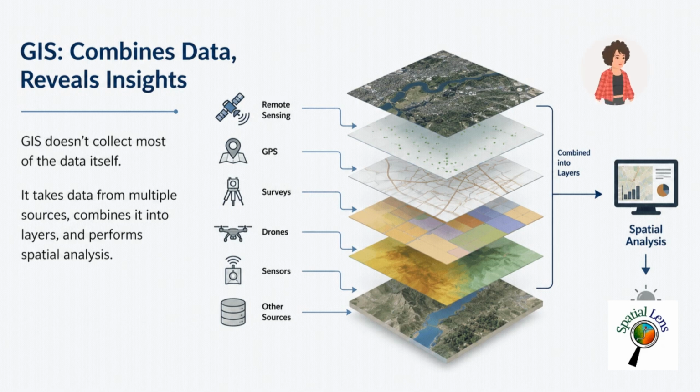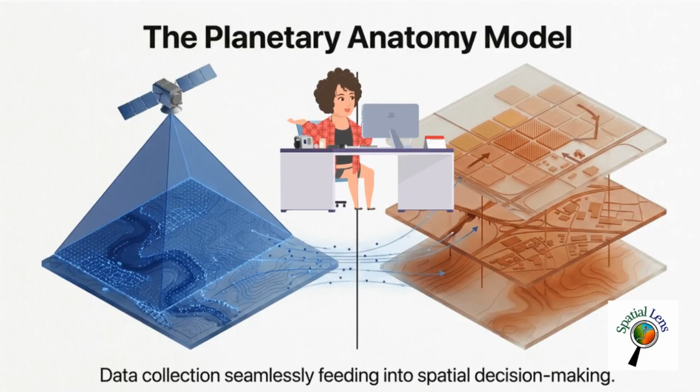GIS doesn't collect most of the data itself. Instead, it takes data from remote sensing, surveys, drones, sensors, and other sources, combines everything into layers, and performs spatial analysis. In simple words, remote sensing collects information. GIS analyzes that information.